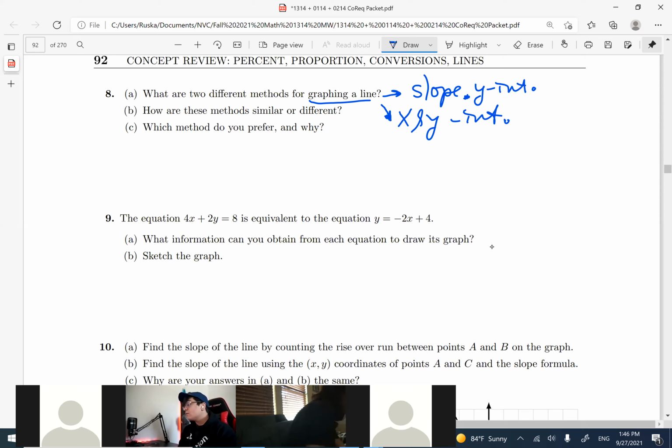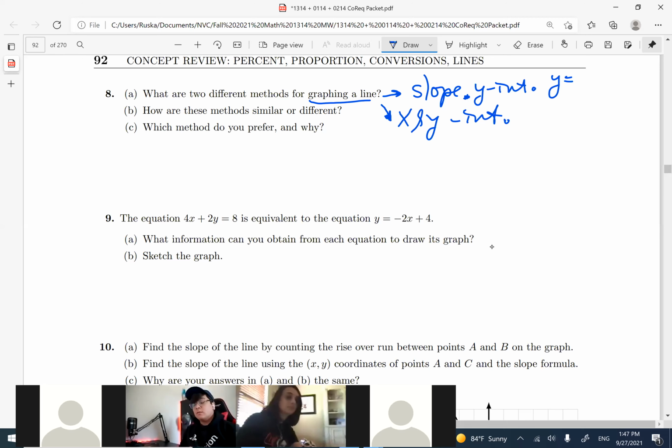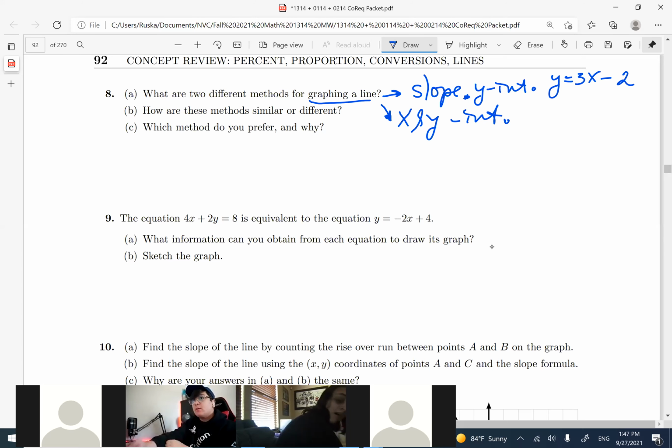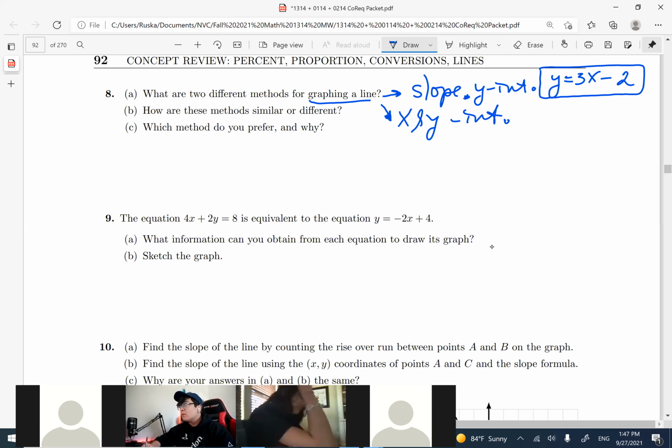So let me go over those 2 methods real quick so you can tell me what the difference is, whether they are similar, and which method you like and why. I'm going to give you an example: y equals 3x minus 2. This equation is in slope-intercept form, and if I have it in this form, it's easy to use the slope and the y-intercept. Looking at this equation, what is the slope? What number is the slope?